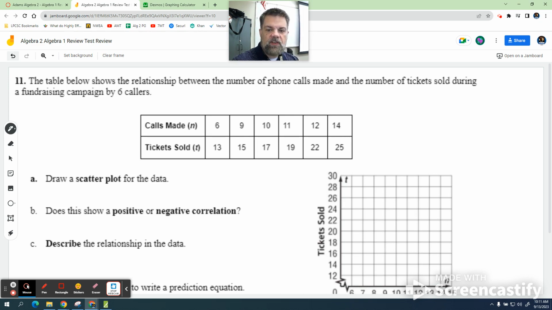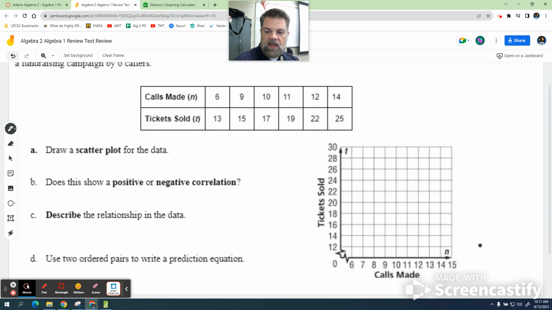So think of this, and if you look at the graph, this is like my x-axis. That means that's the independent variable. And this is like my y-axis. This is what we call the dependent variable. In other words, the number of tickets you sell depends on how many phone calls you make. So think of this as like x comma y.